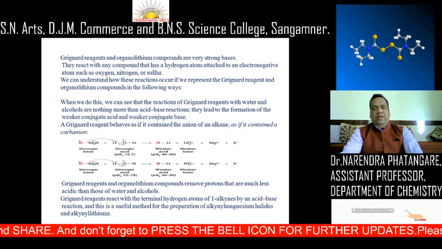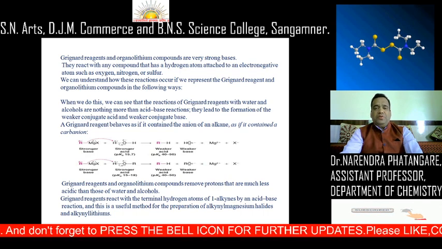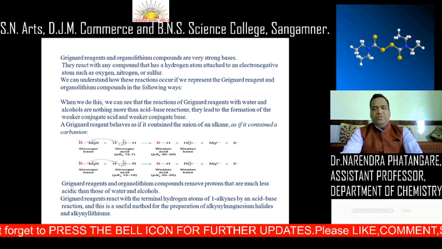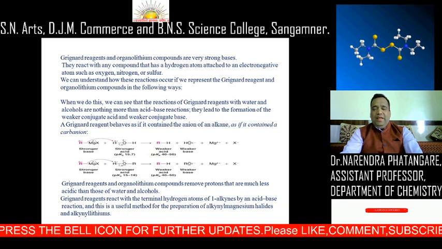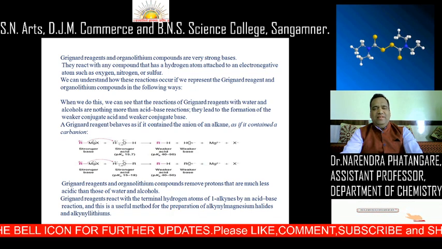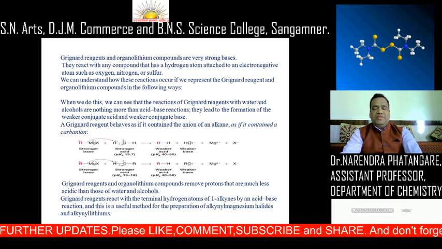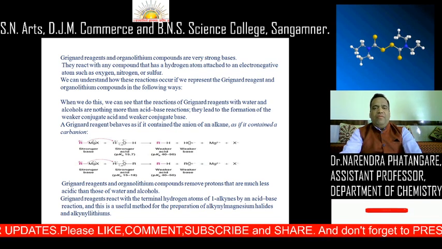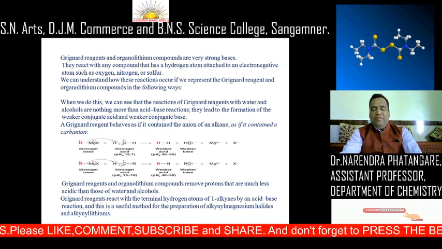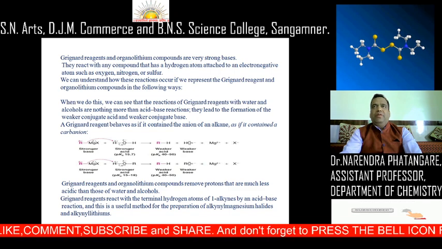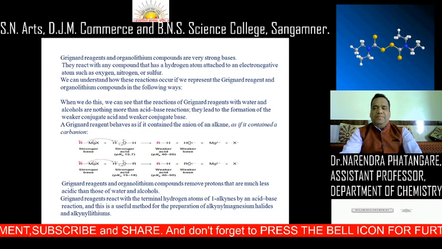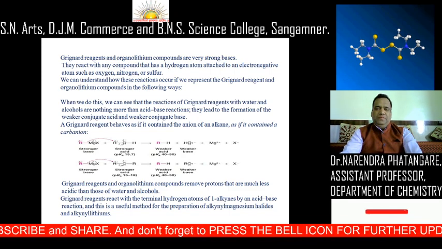It gives the R, that means the substituent group, and it abstracts the acidic hydrogen from the alcohol. Again, it will form the weaker acid. Initially, this RMgX acts as a stronger base because it is a nucleophile. And in the second case, whenever it forms a compound, it becomes a weaker acid as per the HSAB principle.